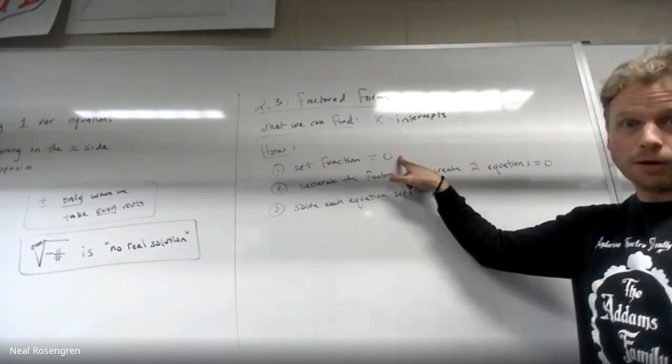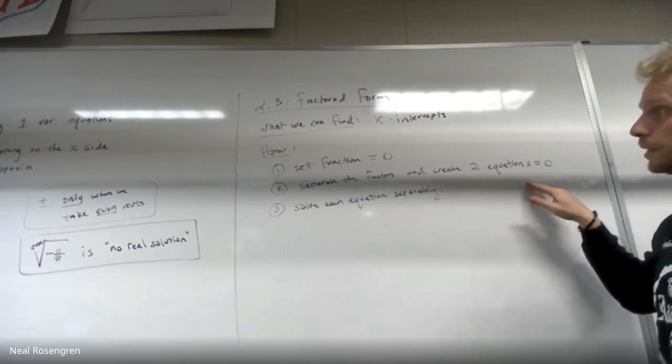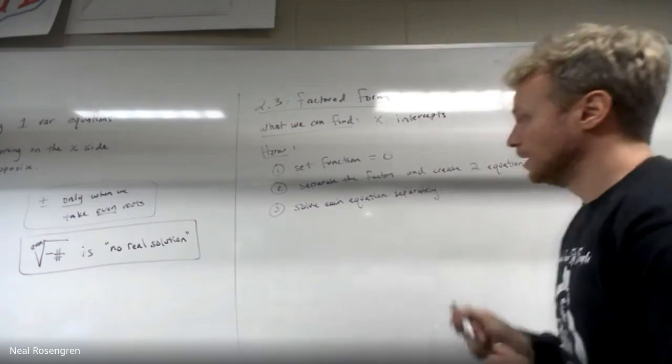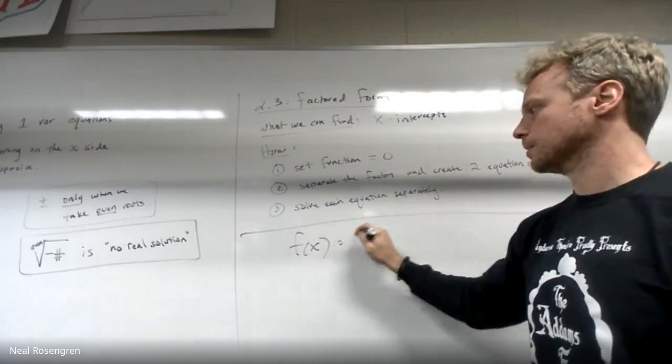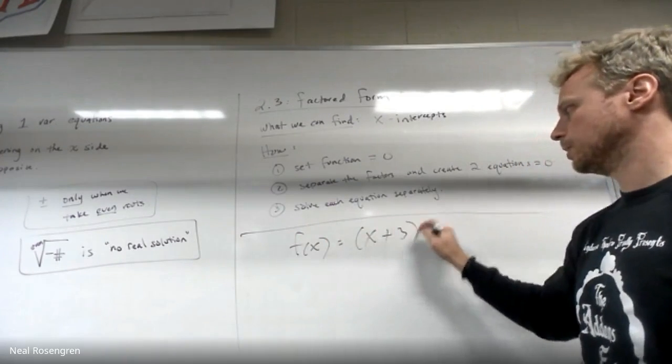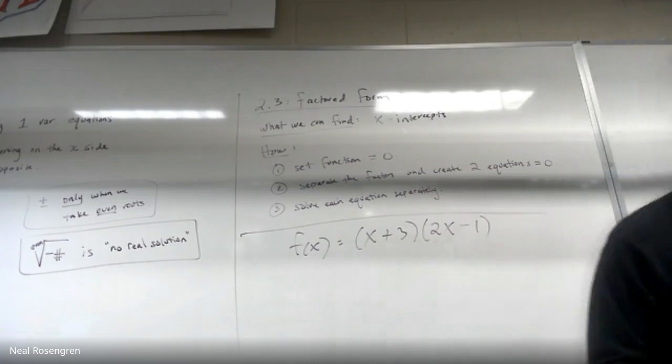Set it equal to 0, because that's when y is 0, and that's when we're on the x-axis, right? Split those factors into two parts. So like you're given some function, right? f(x) = (x + 3)(2x - 1), something like that.